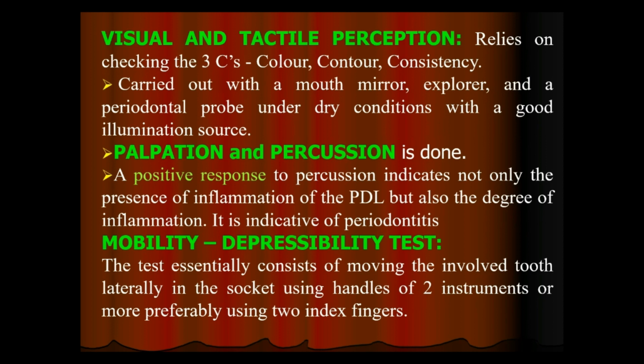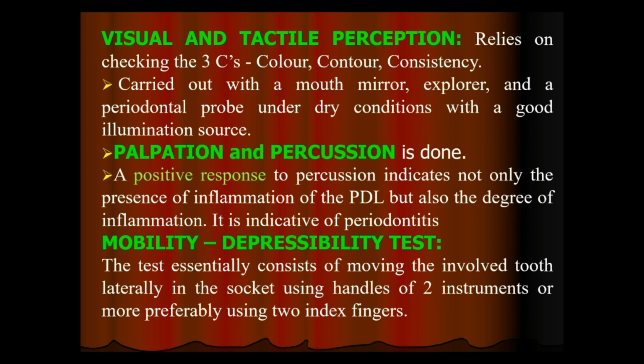Starting with the visual and tactile perception, it relies on checking the 3 C's: color, contour, and consistency. It is carried out with a mouth mirror, explorer, and a periodontal probe under dry conditions with a good illumination source. Palpation and percussion is done. A positive response to percussion indicates not only the presence of inflammation of PDL, but also the degree of inflammation. It is indicative of periodontitis.